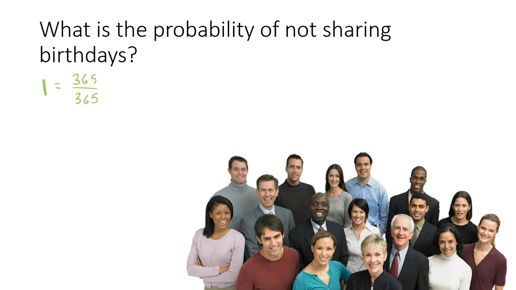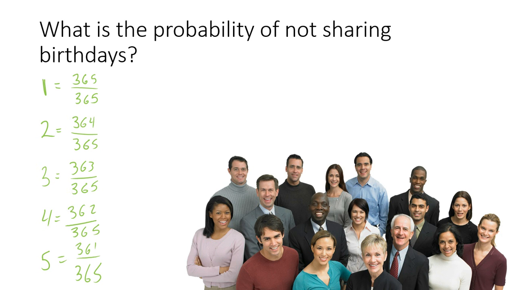Now for the second one, we add a second person. How many different days could that second person be born on so they don't share a birthday? If the first person is born on January 1st, then the other person can be born on any of the other days. That would be 364 days out of 365. For the third, it's one less, 363 over 365. For the fourth, 362 over 365, and for the fifth, 361 over 365. Those are the probabilities of people not sharing a birthday with each other.